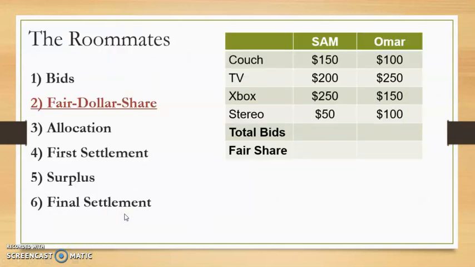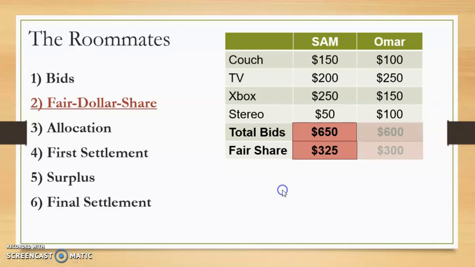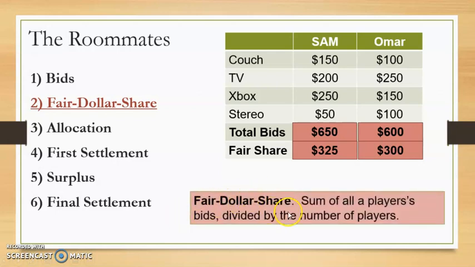So we can start by finding each player's fair share or fair dollar share. And remember, we do that by adding up all of their bids to find their total bid and then dividing by N players. So in this case, by 2. So Sam had a total bid of $650 divided by 2. His fair share is $325. Omar had a total bid of $600, so his fair share is $300. And remember that we found that by the sum of all players' bids divided by the number of players.